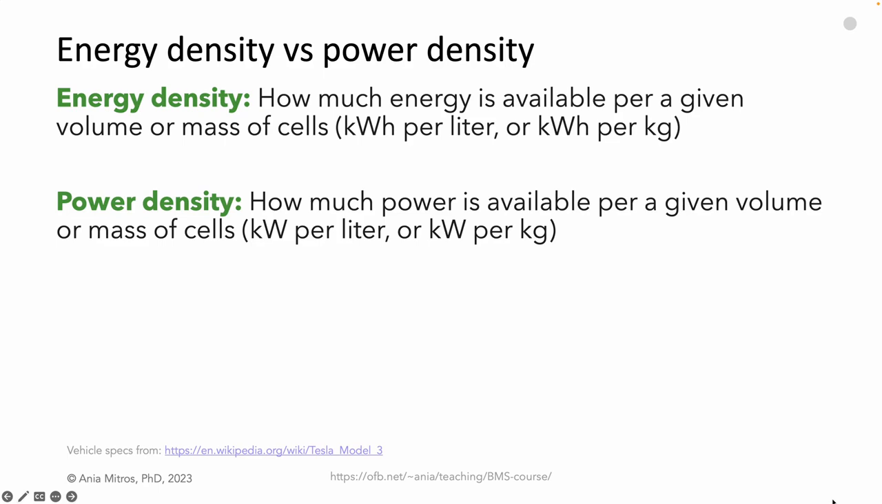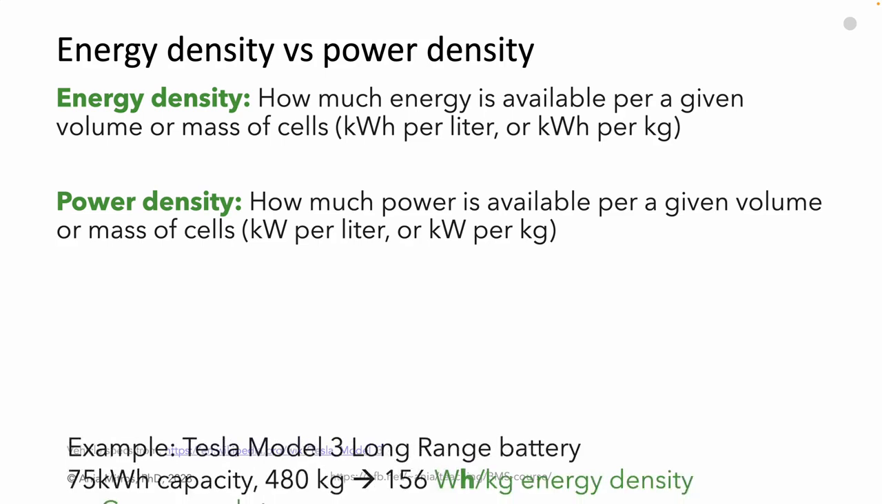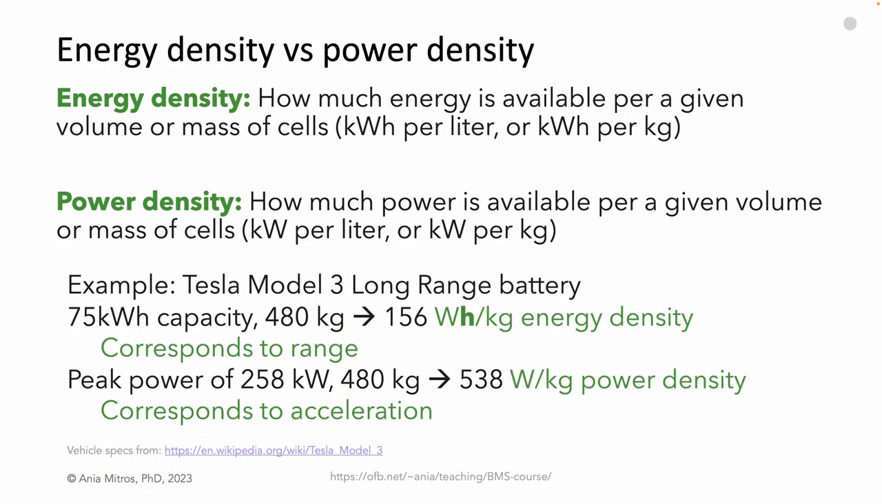Let's define energy density and discuss how it differs from power density. Energy density refers to how much energy is available for a given volume or mass of cells. This corresponds to how many hours an application will run at a constant power load. Power density refers to how much power is available per given volume or mass of cells. That corresponds to how many amps of instantaneous current the battery can provide. For a vehicle, the energy density determines the range, while the power density determines the acceleration.